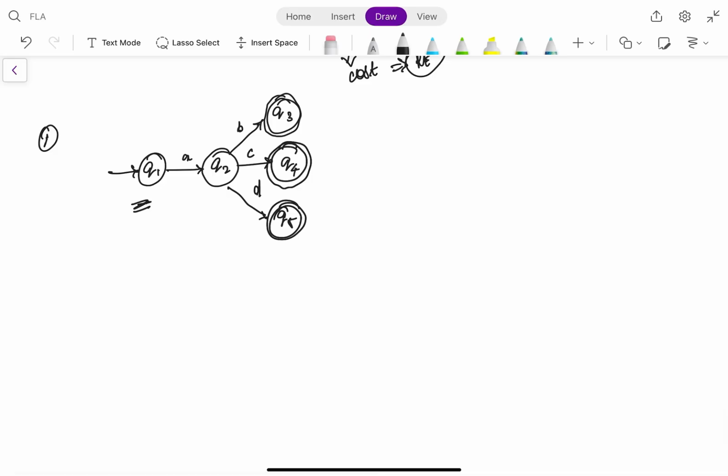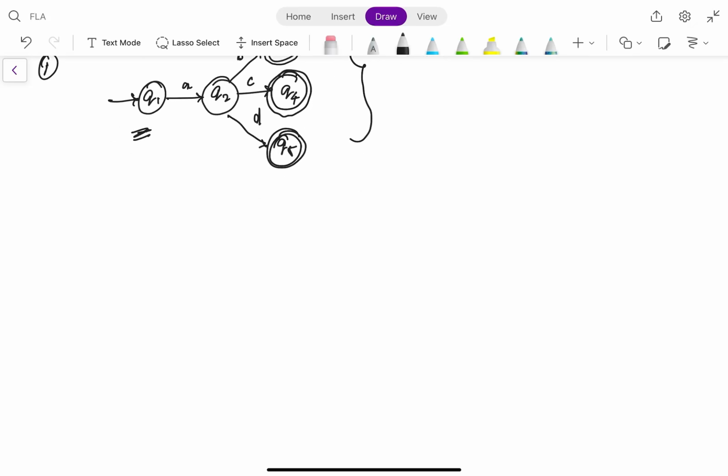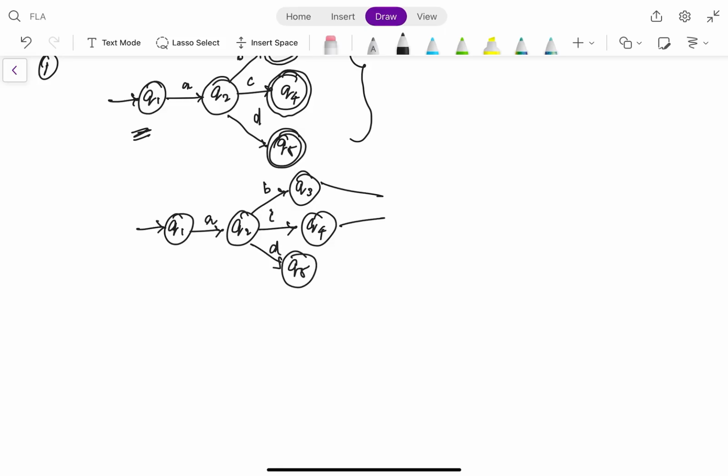What is the second one? There should be only one final state. But here we have three final states. So what will you do? You create another final state and combine it with epsilon transitions. So Q2, B, Q3, Q4, B, you have Q5, and combine all these to form Q6. That is your final state, and all of them will have epsilon transitions.